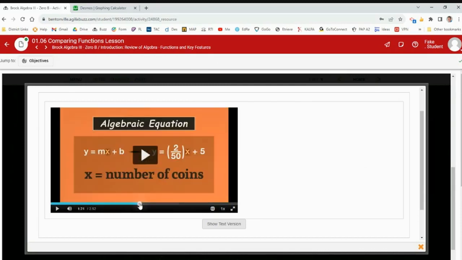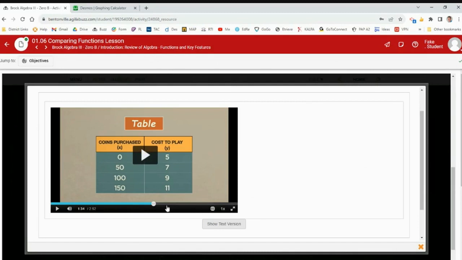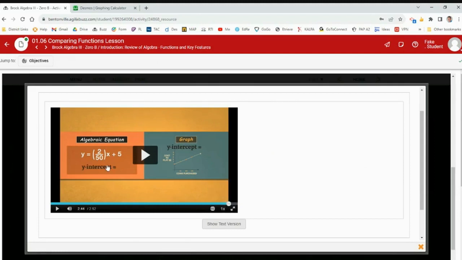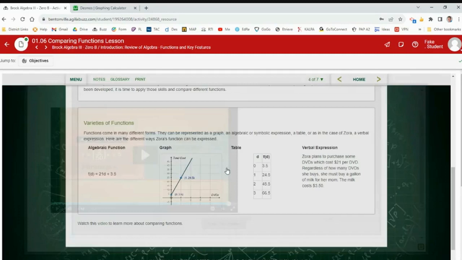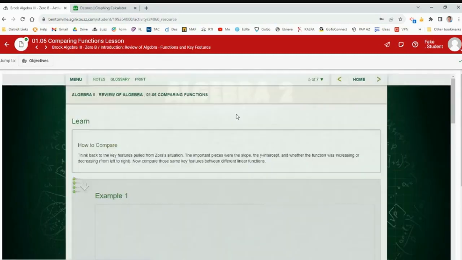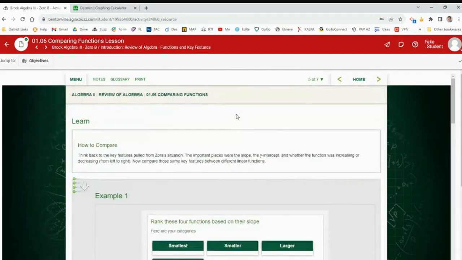So it gives you a verbal description, algebraic equation, table, graph. All right, so let's talk about all of that and being able to compare. Here's comparing an equation to a graph. It's all in this video, so you can watch the video and learn how to do that. Because your assignments and tests will have this. Comparing functions, you have to be able to compare them.